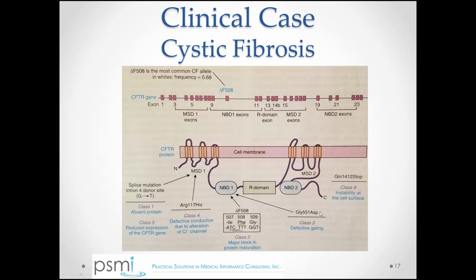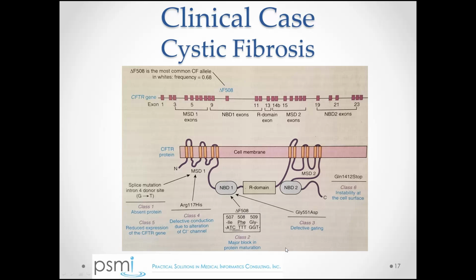Another class that's very important because there's now some treatment available is class 3 mutations, called defective gating, where the protein actually does insert itself into the cell membrane, but it's not highly functional. It's marginally functional. Here's an example of one of these, where at position 551 in the protein chain, the glycine is replaced by an asparagine. I highlight this one in particular because when we look at various treatments, we'll see that there's a specific treatment for this specific mutation.